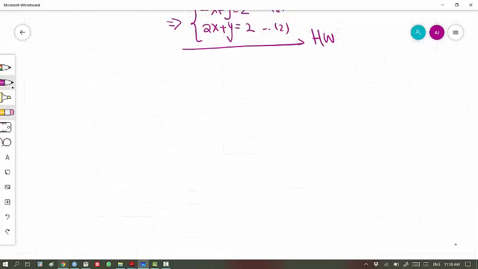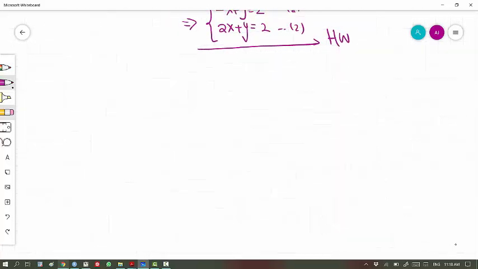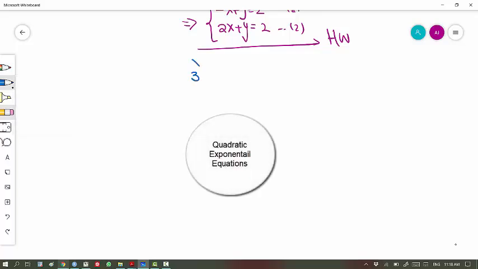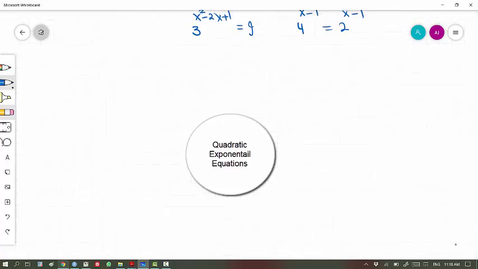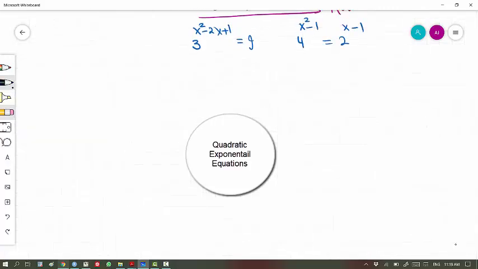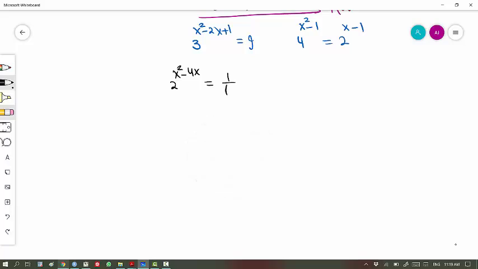The last type of exponential equation that we study in this semester is quadratic exponential equations, such as 3 to the power x squared minus 3x plus 1 is equal to 9. How can we actually solve a quadratic exponential equation? Let me start with an example. 2 to the power of x squared minus 4x is equal to 1 over 16.